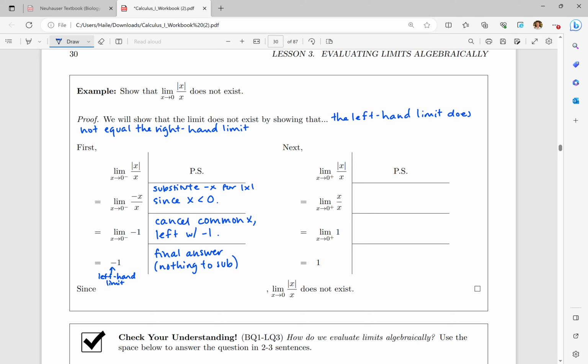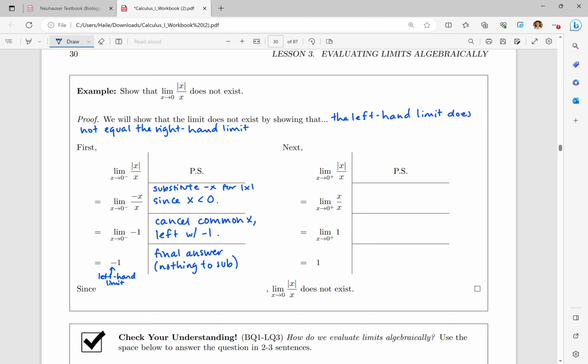Okay, now let's look at the right-hand limit. So we're going to do a similar thing. If the left was a little confusing, hopefully when we do this very similar right-hand limit, it'll start to make a little more sense. So now I'm going to rewrite my problem statement for the right-hand limit. So I have the limit as x approaches 0 from the right of the absolute value of x over x.